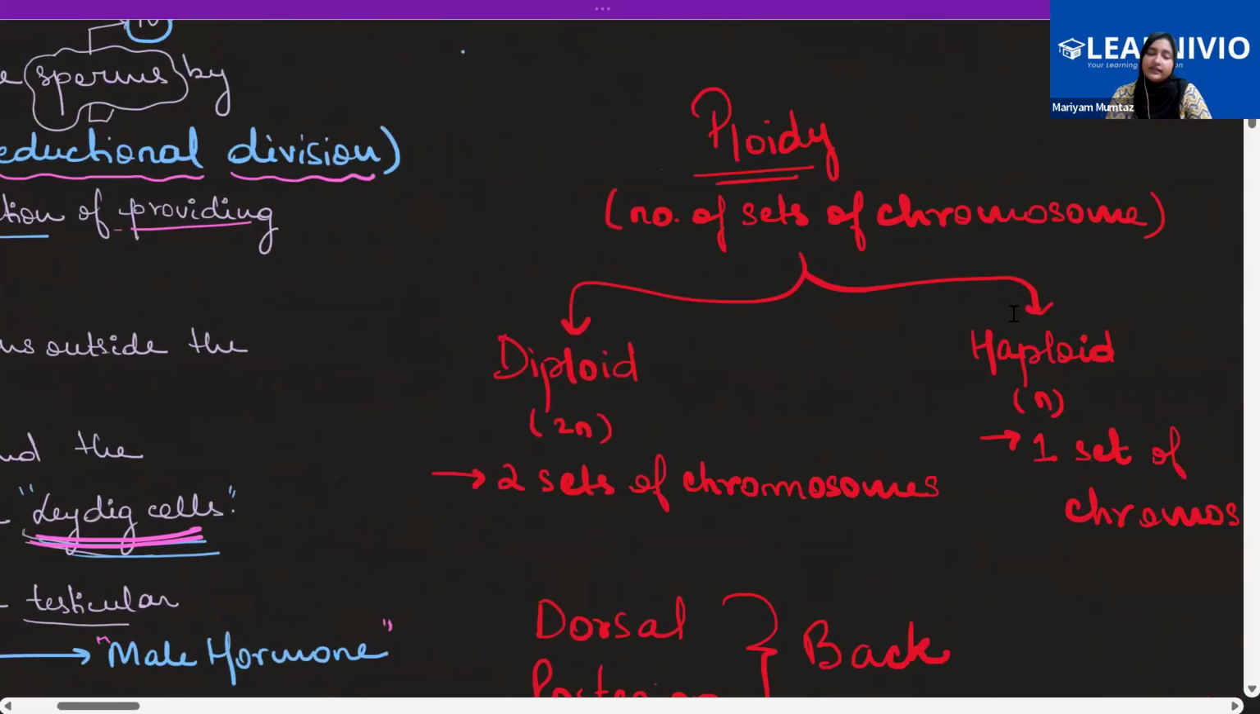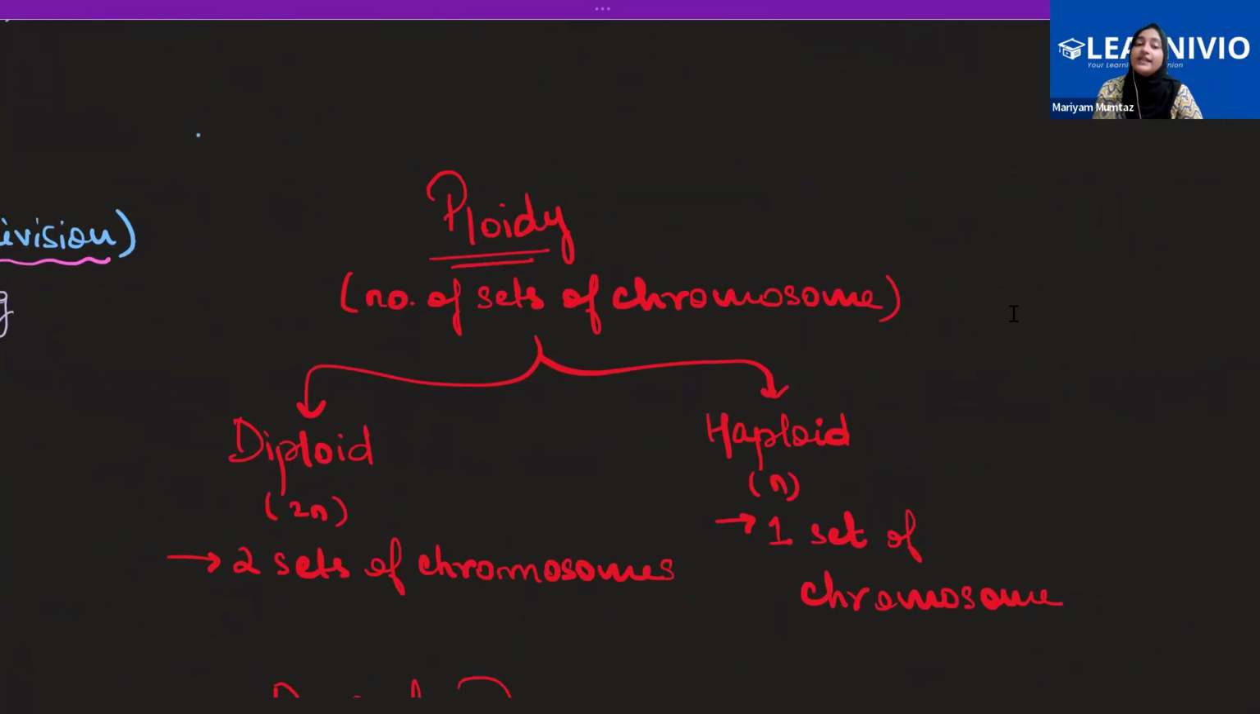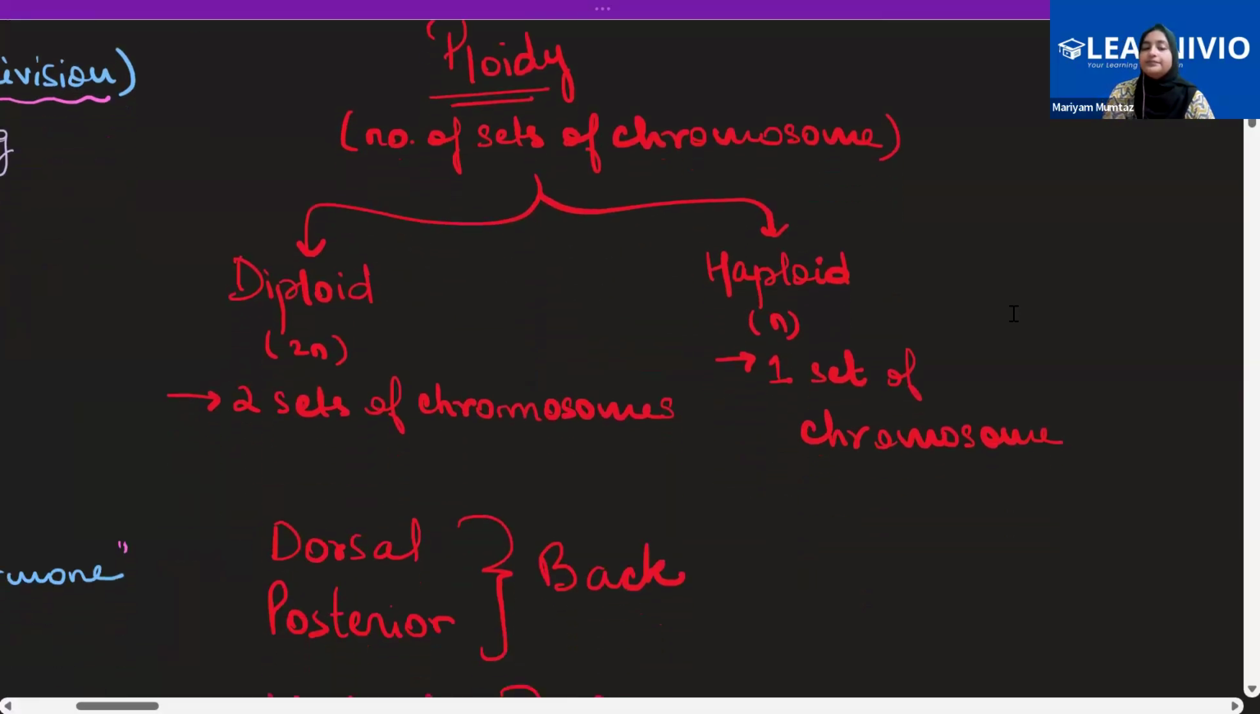So this is sort of a revision that people should know: the number of sets of chromosomes is called ploidy. When there are two sets, we call it diploidy. When it is a single set, we call it haploid.